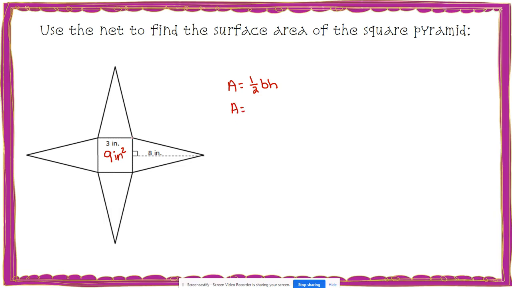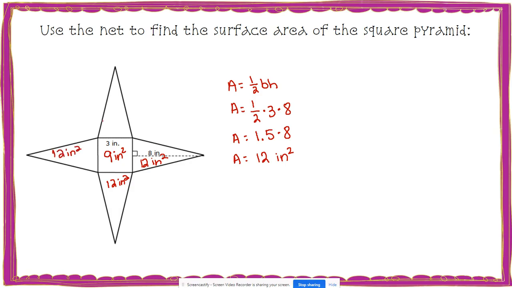Each of these triangles has a base that measures 3. So this is going to be 1/2 times 3 times a height of 8. So I'm going to multiply 1/2 times 3, which gives me 1.5, and then I'm going to multiply 1.5 times 8, which gives me 12. So each triangle is going to have an area of 12 inches squared.